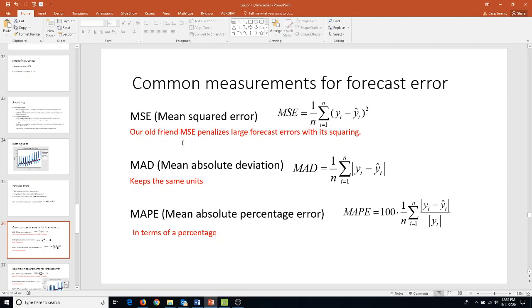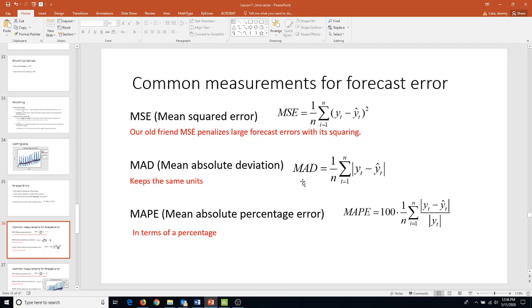One is just our good old friend mean square error, where you sum the squares of the residuals, but then you average them. So that's our mean square error. What that does is penalize large forecast errors with its squaring. The mean absolute deviation, or the MAD, just takes the absolute value and averages them up. The nice thing about the MAD is that it keeps the same units.